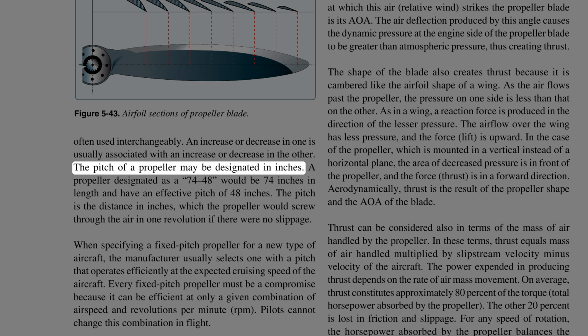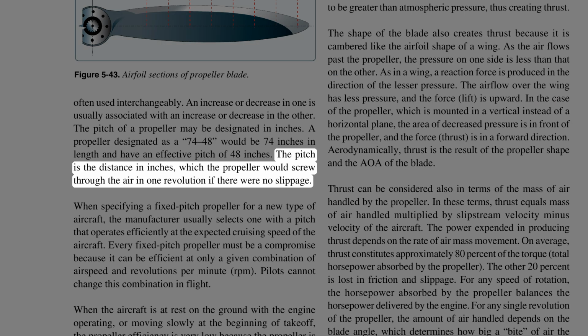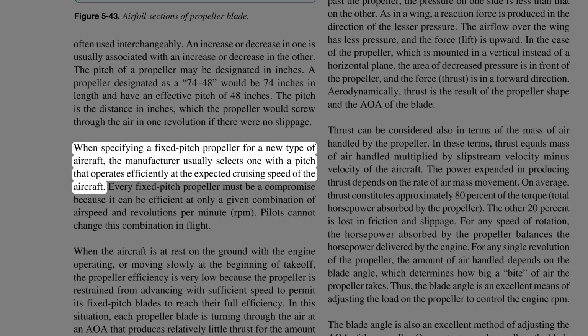The pitch of a propeller may be designated in inches. A propeller designated as a 74 to 48 would be 74 inches in length and have an effective pitch of 48 inches. The pitch is the distance in inches which the propeller would screw through the air in one revolution if there were no slippage. When specifying a fixed pitch propeller for a new type of aircraft, the manufacturer usually selects one with a pitch that operates efficiently at the expected cruising speed of the aircraft.